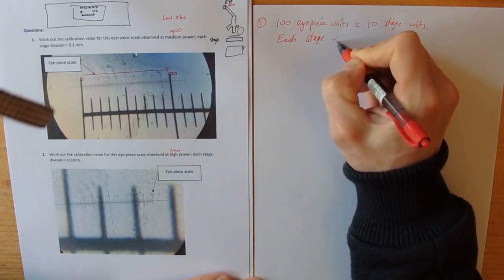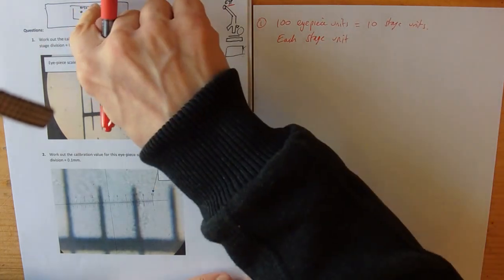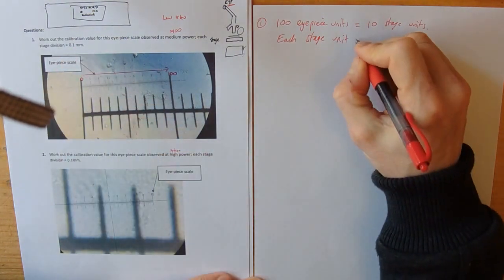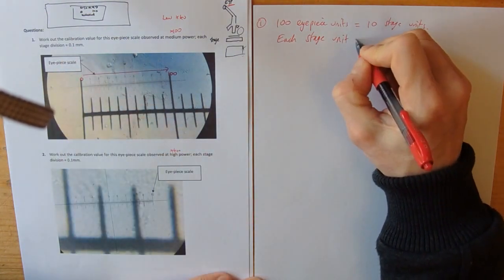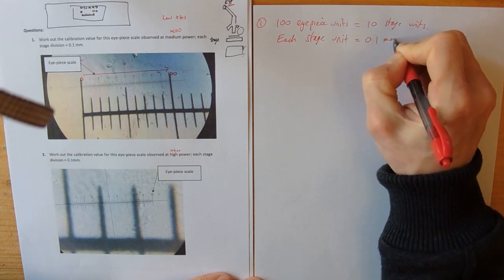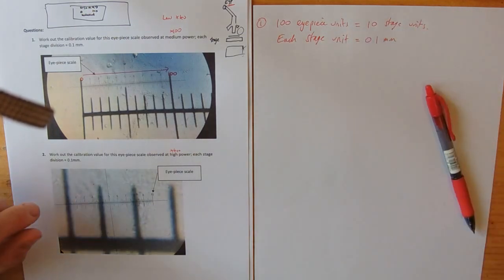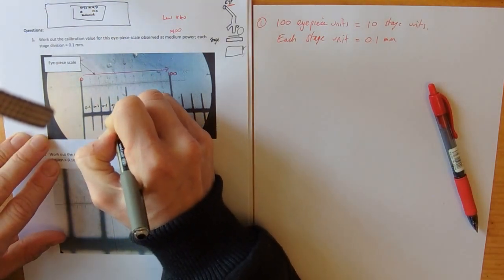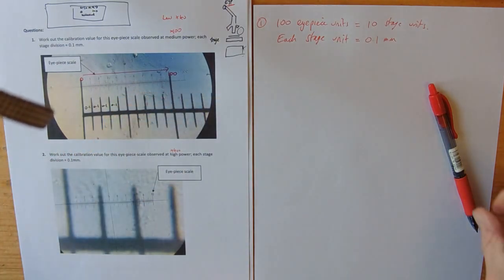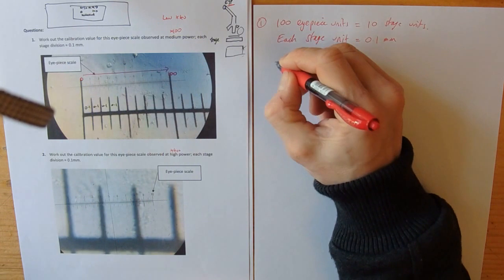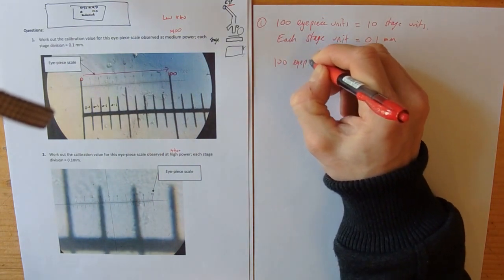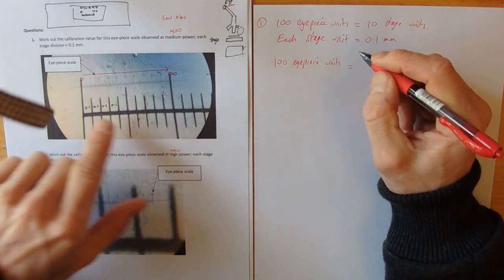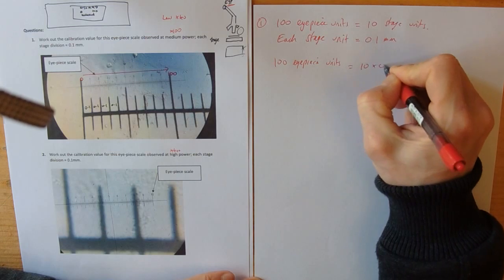Each stage unit, because this is on the slide and this is like a little ruler, and it tells us there, is 0.1 millimeter. Each stage unit equals 0.1 millimeter. So these are all 0.1 millimeters. So now, okay. And so our 100 eyepiece units is 10 of these 0.1s, so 10 times by 0.1.